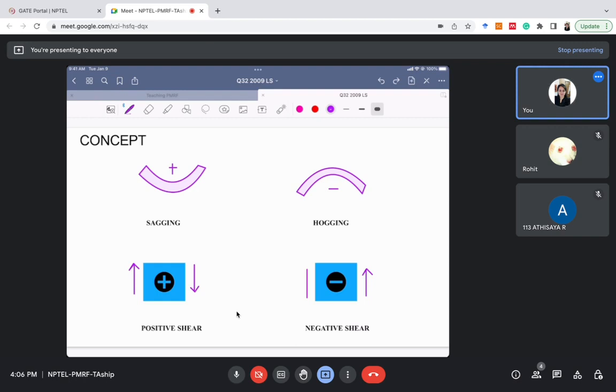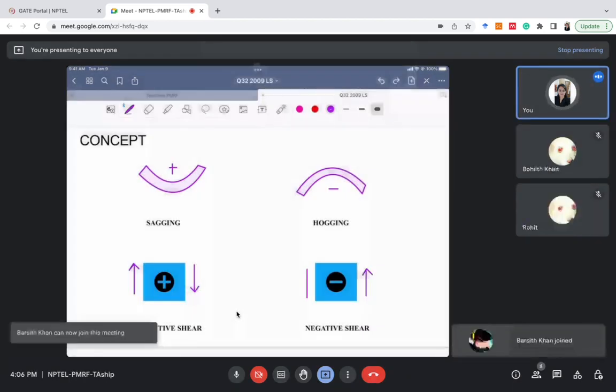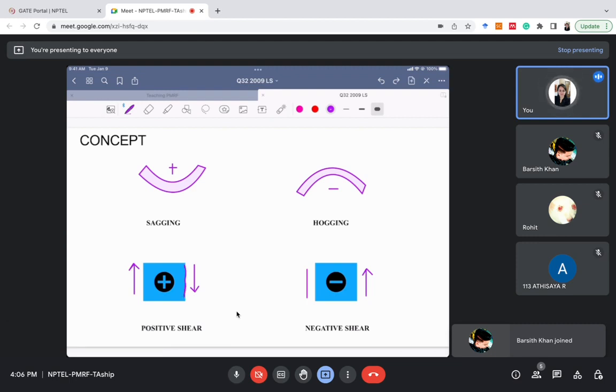Okay, similarly for shear force, whenever the sum of all the transverse forces on the right side of the section is in downward direction, I'll call it positive. And whenever the sum of all the transverse forces, that is the shear force, at the right side of the section is upwards, I'll call it negative shear force. So this is the sign convention I'm going to follow. Okay, so I hope it is clear.